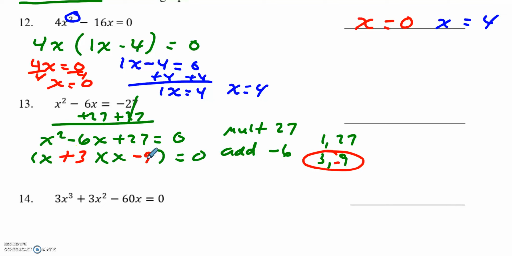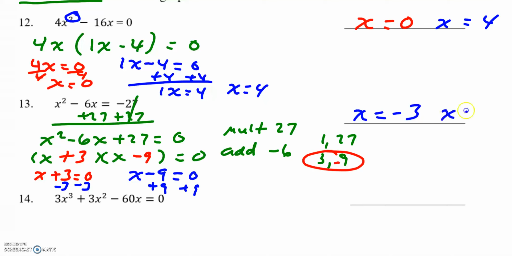However, we're not done because we have to try to solve the equation. And so we'd have one equation of x plus 3 equals 0, and the other one as x minus 9 equals 0. If you solve this one and subtract the 3, you get one answer of x equals negative 3. And if you add 9 here, we'd get the other answer of x equals 9.